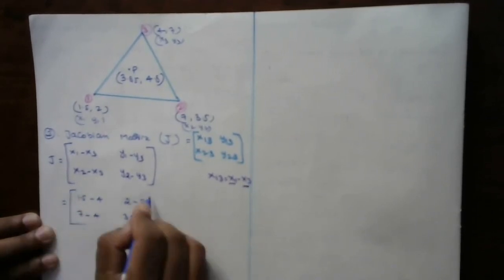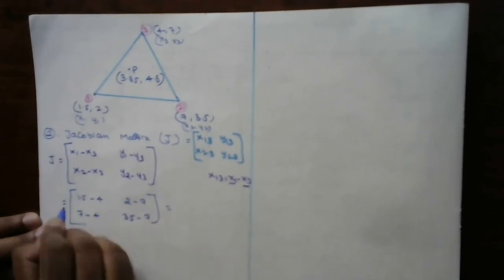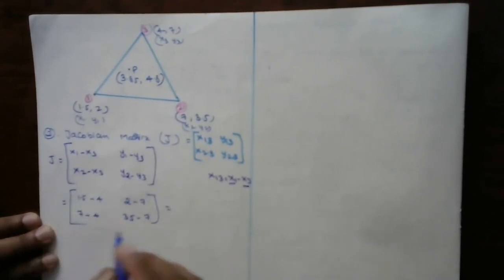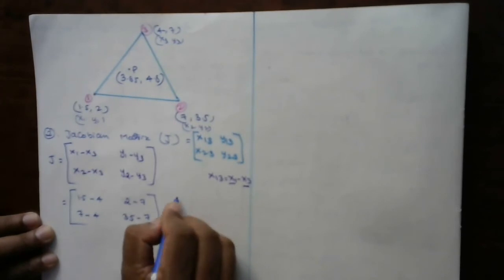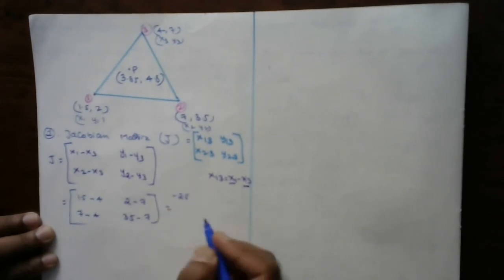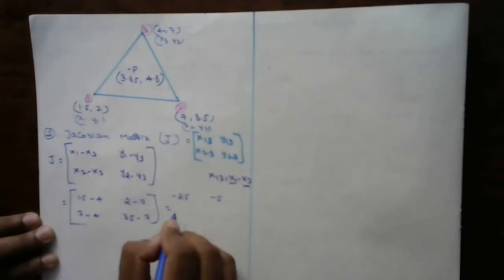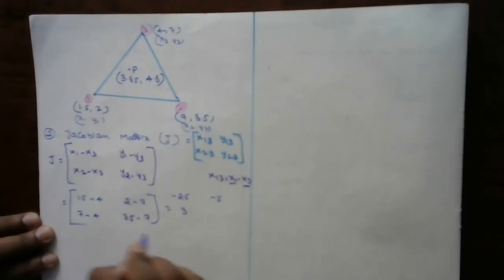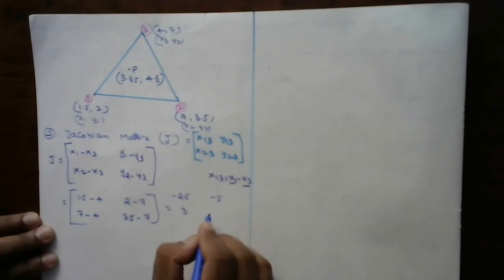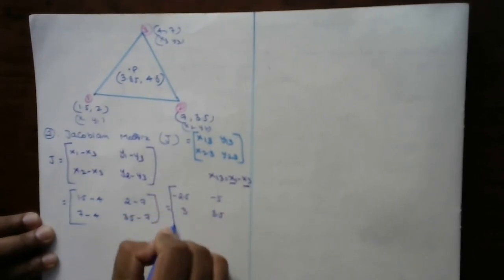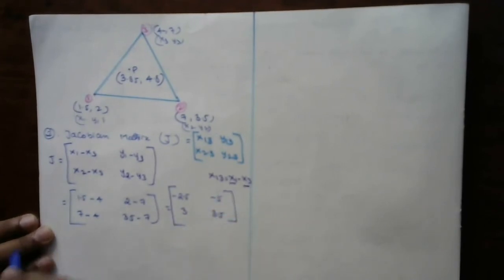So this would be the Jacobian matrix, and it can be simplified: 1.5 minus 4 can be written as minus 2.5. The next one is minus 5, the third element is equal to 3, and the last element is equal to 3.5. So this would be the Jacobian matrix for a given CST element.